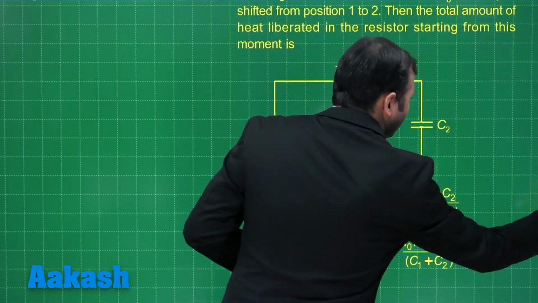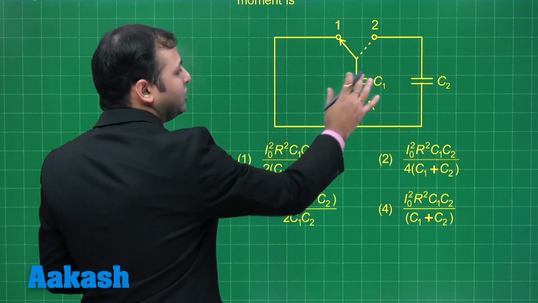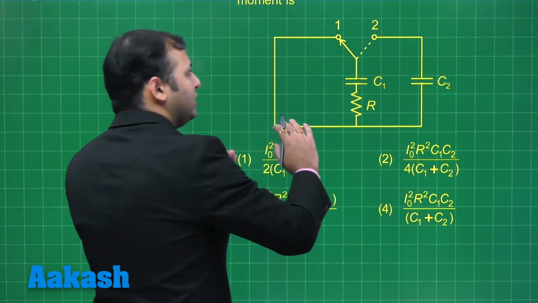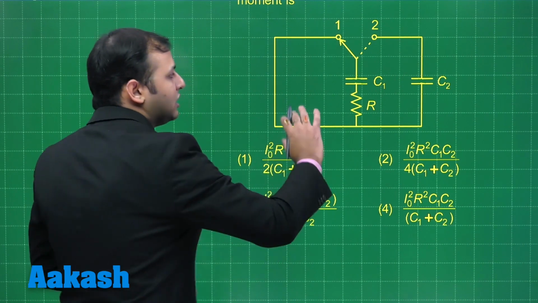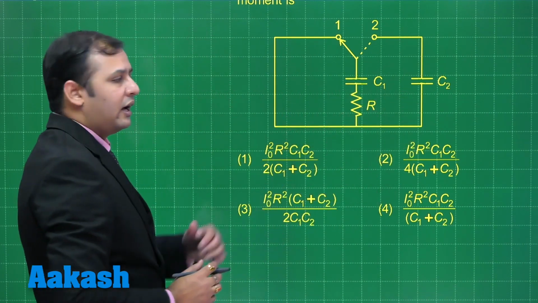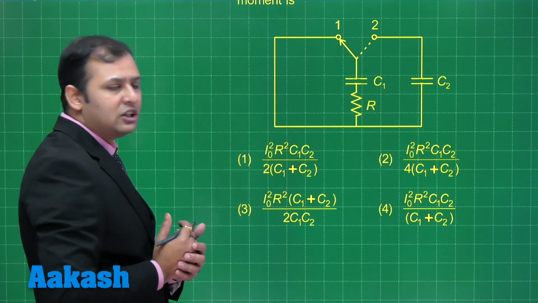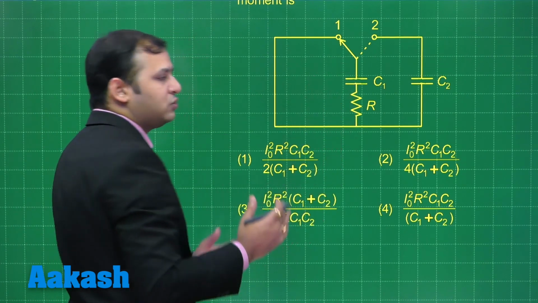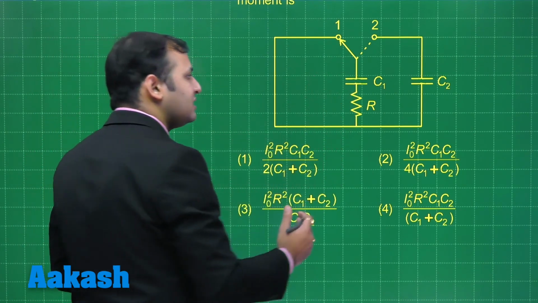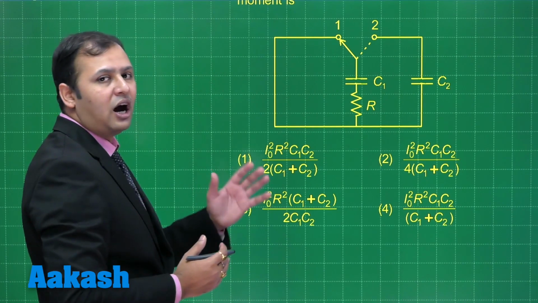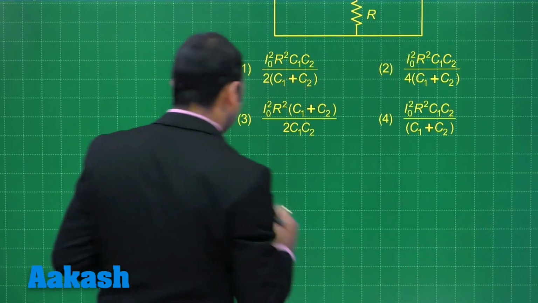So, initially there was some energy stored in this C1. Then when the key is shifted to 2, some energy is being redistributed, and in that case the loss of energy would be energy in C1 which was stored before shifting minus the energy which is stored in the system after shifting the key. So let's start with the solution.